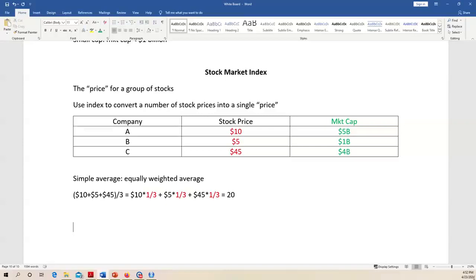So it does not make any sense to treat all those companies equally in the averaging process. That's why in reality, to convert all individual prices into one average number, we do not use the simple average approach. Instead, we use the so-called weighted average price, weighted average approach. Specifically, we use market cap to calculate the weighted average.